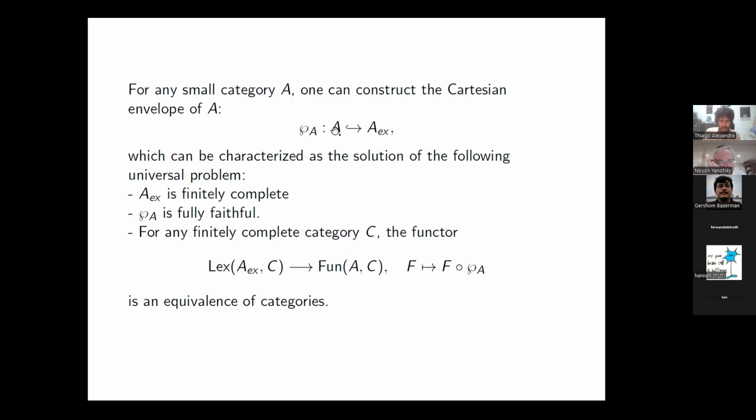There is a fully faithful functor of A into its envelope, and for any finitely complete category C, we have an equivalence of categories of this form. Here at the left, the domain, the source of this functor, which is defined by composition, is the category of left exact functors from the Cartesian envelope to C. So it's the finite completion of A.